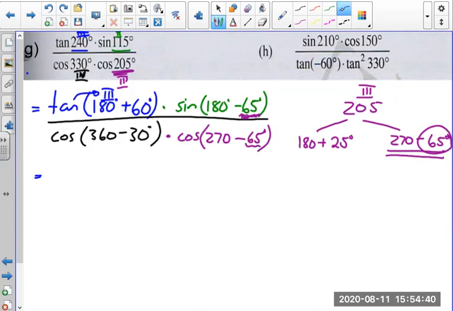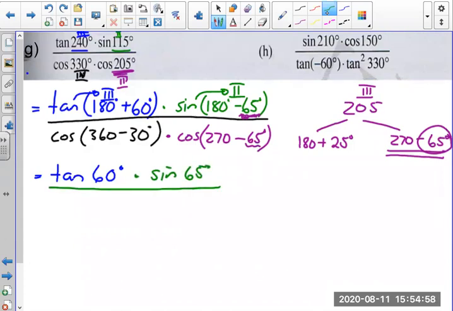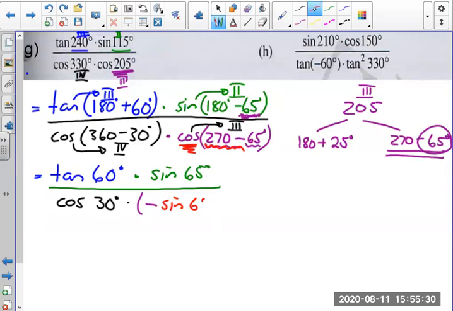Third quadrant, tan in the third quadrant is positive, so that changes to tan 60. 180 minus in the second quadrant, sine in the second quadrant is positive, so that stays sine 65. 360 minus, still fourth quadrant, cos in the fourth quadrant is positive, so that changes to cos 30. 270 minus, third quadrant, so cos in the third quadrant is negative, but there's a thief. Remember, there's the thief. So the cos must change to a sine 65.